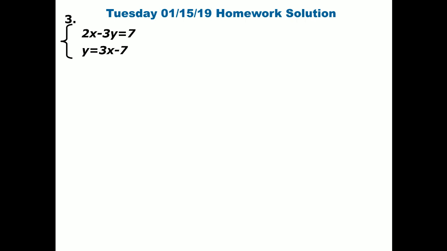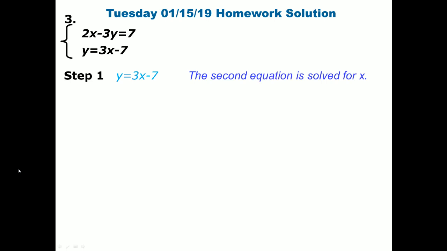This is the third problem for Tuesday's solution. 2x minus 3y equals 7, and y equals 3x minus 7. Those are your two equations in the system. Alright, so step 1, y equals 3x minus 7. Remember, the second equation is already solved for. The y is already alone.